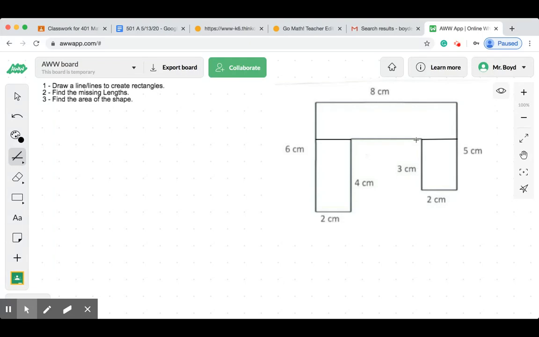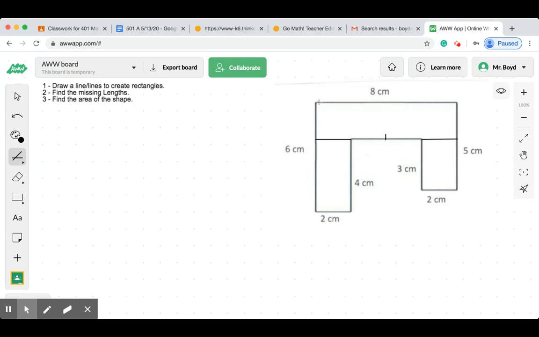This is labeled 3. Ooh, right here I see, I'm just going to put a little line so I don't have to find that, is missing. So I need to find this length. This one's labeled, this one's labeled. Okay, so we only have to find one missing length. Now this is how we are going to do that.